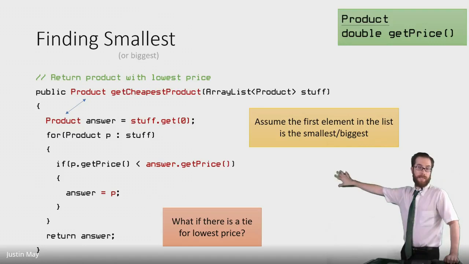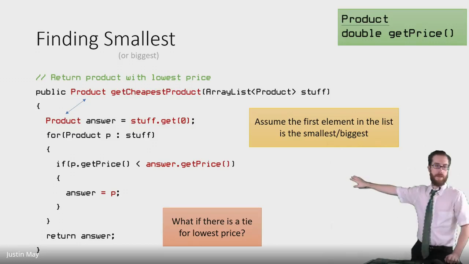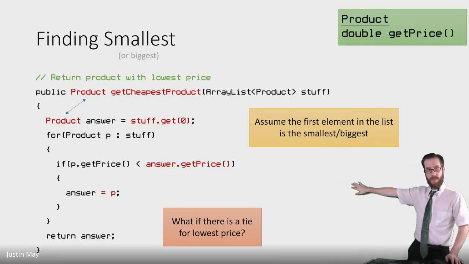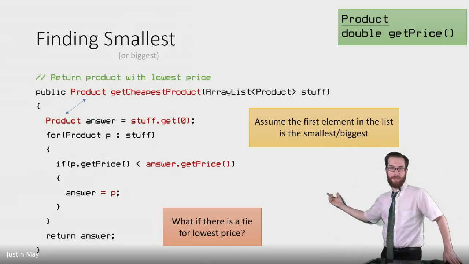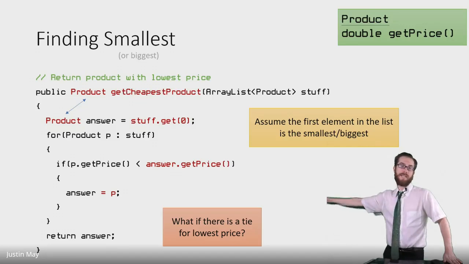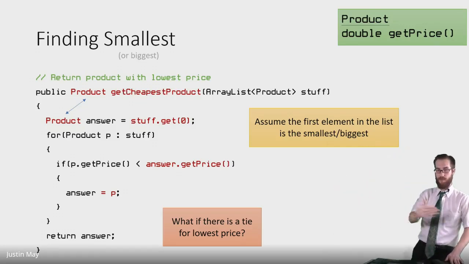In this particular example, if there's a tie, we will return the first one we find. Because if P's price is the same as answer's price, then P's price is not less than the answer's price. So this if statement would be false. We will not change the answer to P. So answer will remain the first cheapest price that we find.